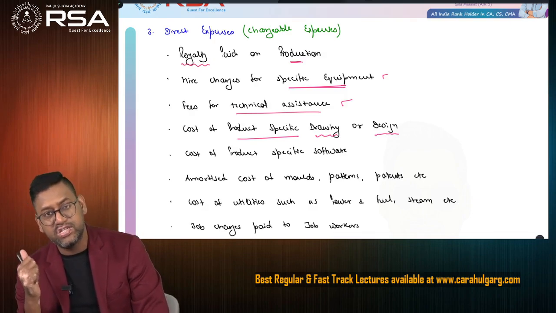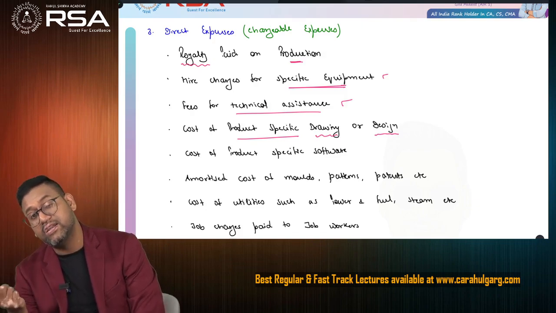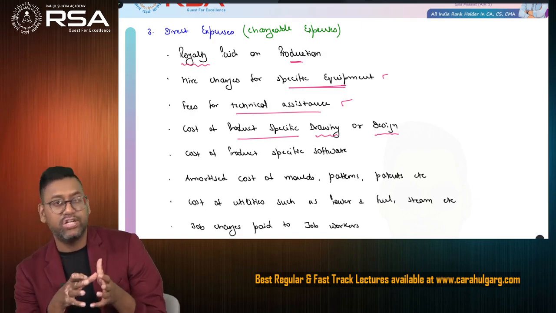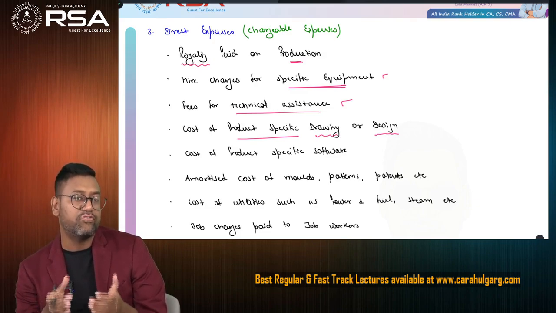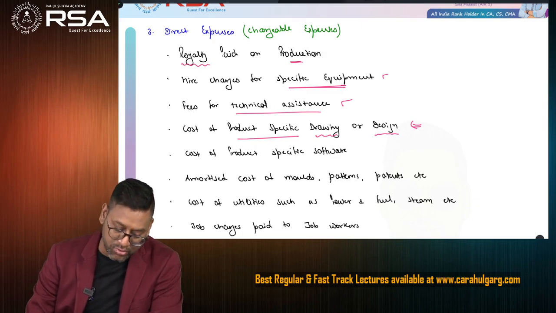So I said my engineer is going to charge rupee 500 per hour, and the design specification took 3 hours in total. So 500 multiplied by 3, rupee 1500, I will charge. That is the product specific drawing or design. That is also direct expense.